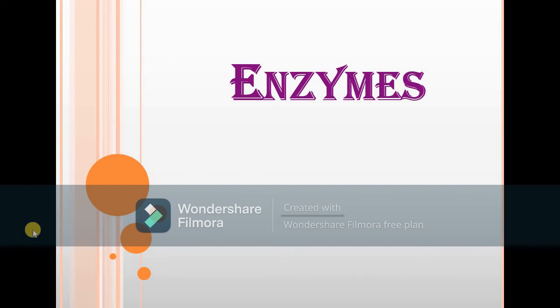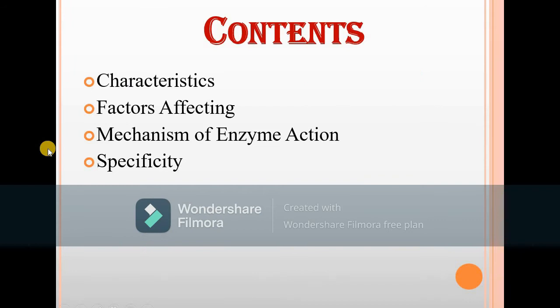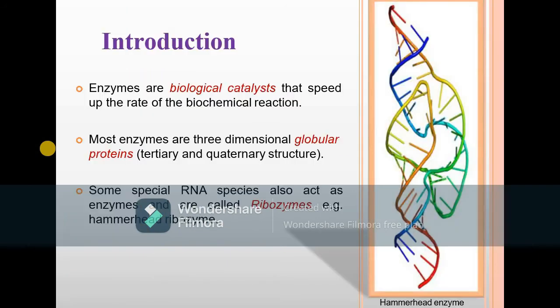Today we are going to start the sixth chapter of biology, that is enzymes. In this chapter we will study what actually the enzymes are, how they work, what their characteristics are, what the factors affecting enzyme action are, what the mechanism of enzyme action is, its specificity, and what the uses of the enzymes are. So the first thing is the introduction of the enzymes.